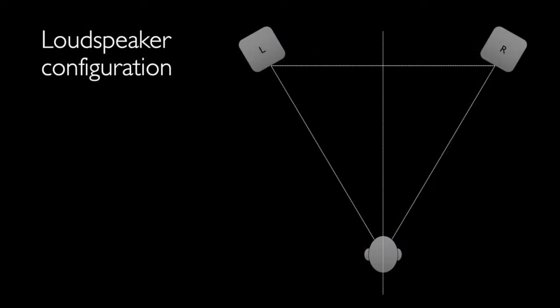If you have a decent two-channel stereo playback system, meaning you either have a good pair of headphones on or you have two loudspeakers in the room, then we can use these two aspects of the sound to simulate a position of the sound source.